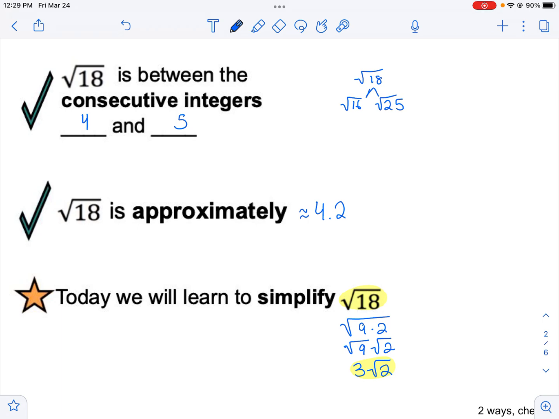Now notice if you wanted to check this, we already talked about how I could do 4.2 times 4.2 to see if I get 18 or close to it. Here I would say, what is the square root of 18 squared? Well, that's just 18. And what is 3 root 2 squared? I would have to square the 3 and square the root 2, just like we saw in the exponent unit. So I'd have 9 times 2, which is also 18. So I could check that those are equivalent.